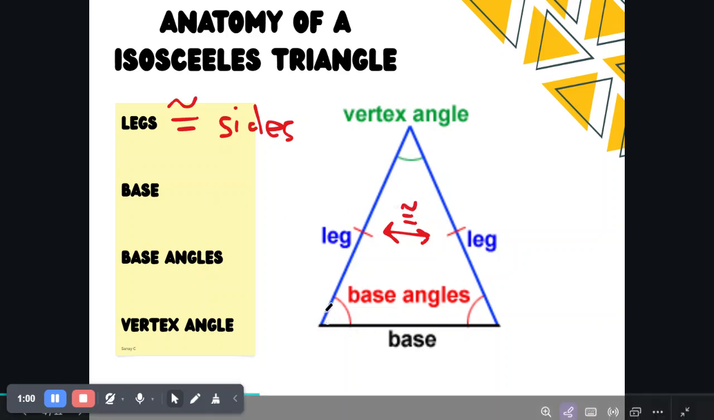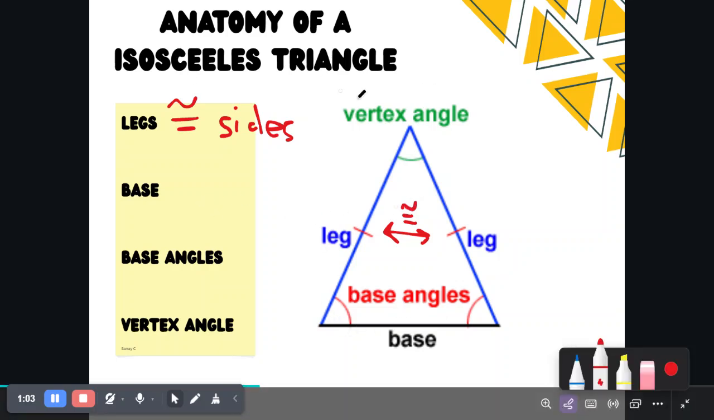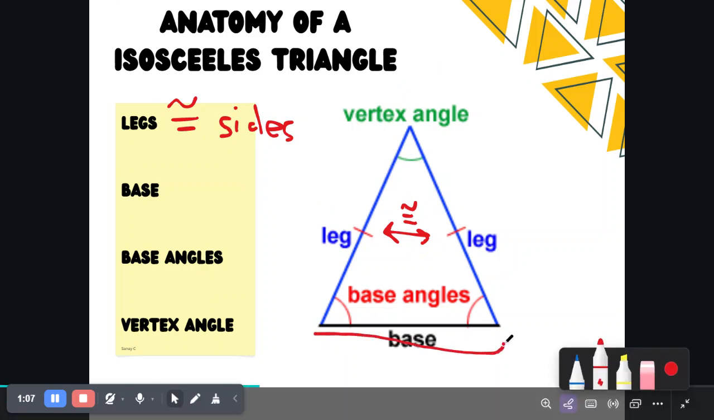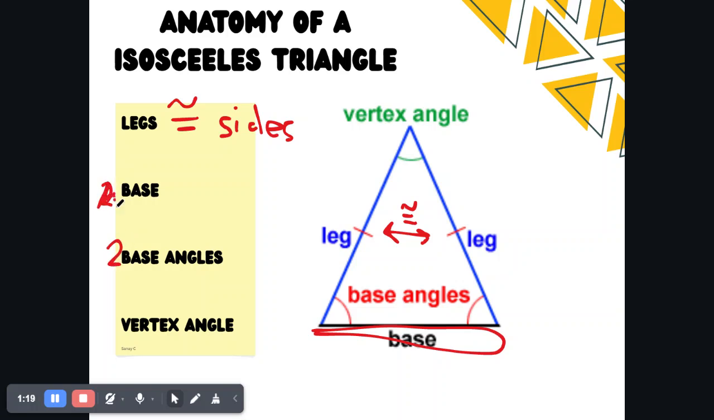The base, which is the one side that isn't one of the two legs. And the base in this image is here. The base angles, which are the angles where the leg and the base meet, and there's two. And finally, the vertex angle, which is the one angle where the two legs meet, and it's usually here.